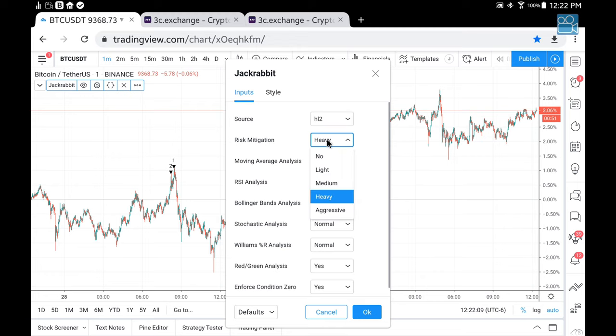Now, do not do this at home, kiddies. This is only for the crazies. That's right, we're going all the way down to the lightest analysis possible. The only thing that I am not going to be turning down is the red-green analysis and the condition zero analysis. Everything else is going to go all the way to the bottom. There we are. Now we apply this.